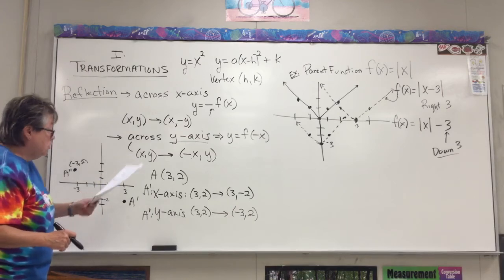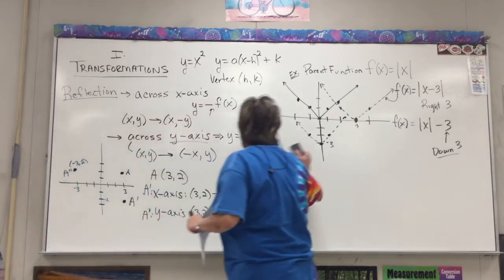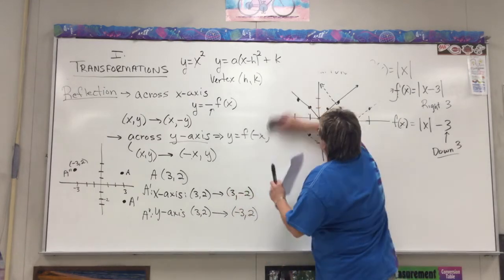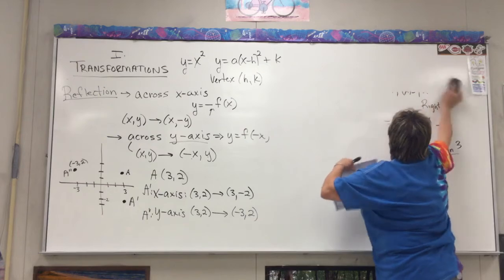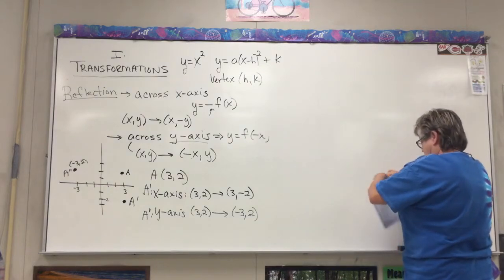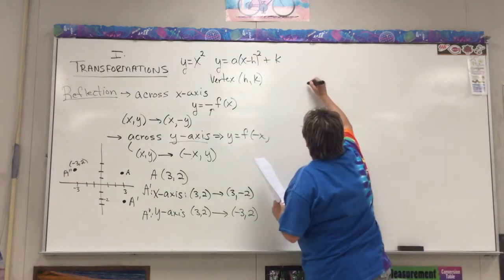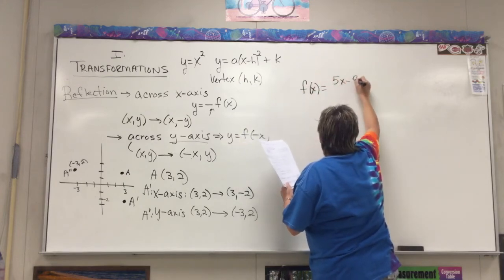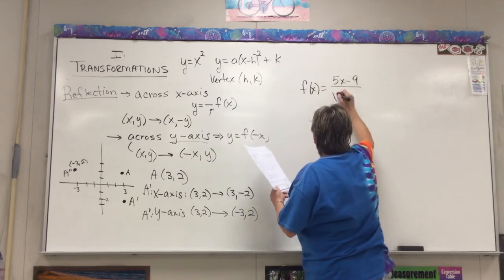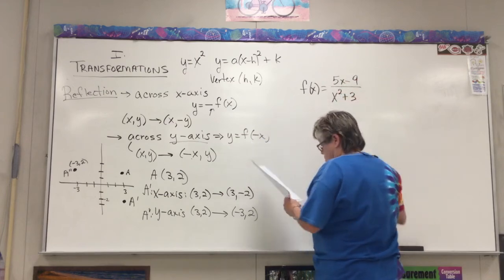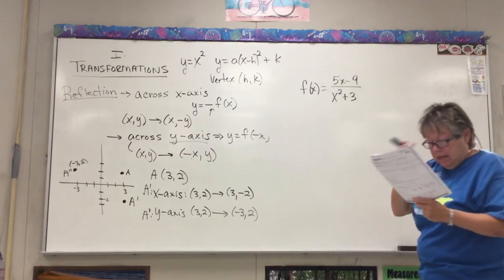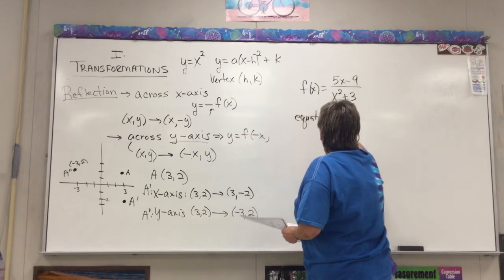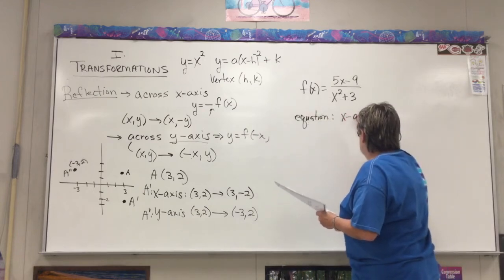Okay? So I think that looks pretty good as far as moving a point around. Just like in class, I dropped the eraser. All right, let's do one more algebraically, and I'll let you go for today. So maybe we have something like f of x equals (5x minus 9) all over (x squared plus 3). And maybe I ask you for the equation to reflect across the x-axis.